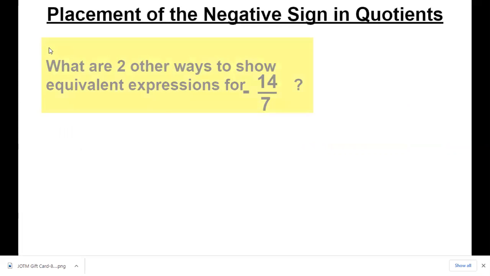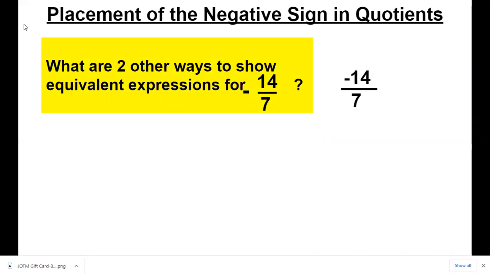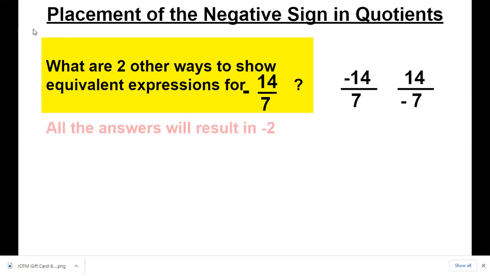Okay, let's take a look at this. What are 2 other ways to show equivalent expressions for -14/7? 2 other ways to show equivalent fractions. Well, you could put the negative sign in front of the 14. Where else could you put the negative sign? You could put the negative sign in front of the 7. And the result will still be -2 no matter where you put the negative sign.